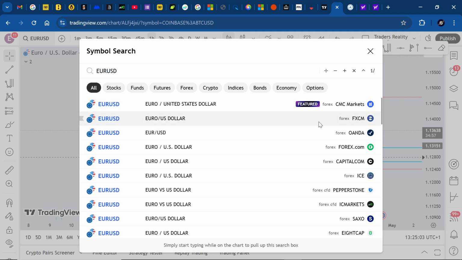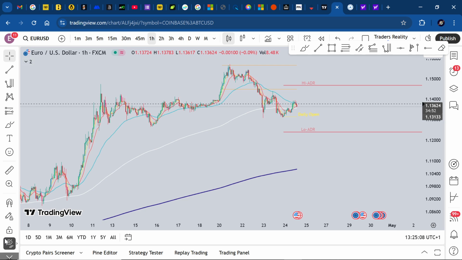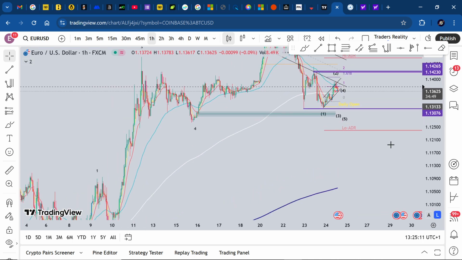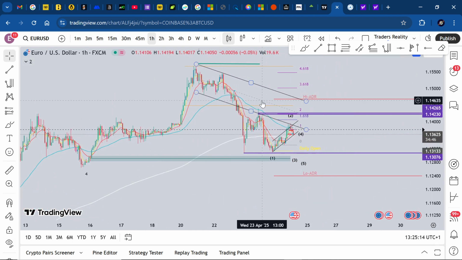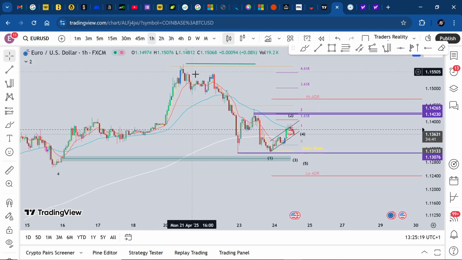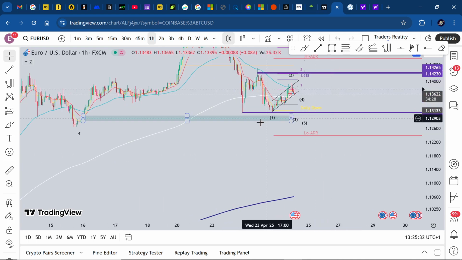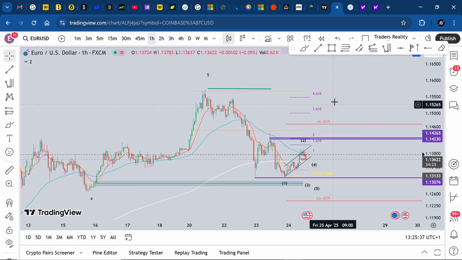But I go to FXCM now. Put on the drawings. You can see how much I go into detail here. So potentially this could be A, B, and we could be doing a C wave in a 1, 2, 3, 4, and a 5. Okay, and depending on whether that takes out that low or not will give us the indication of whether price is going to continue higher or not.